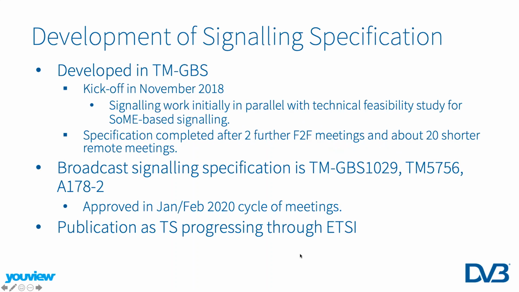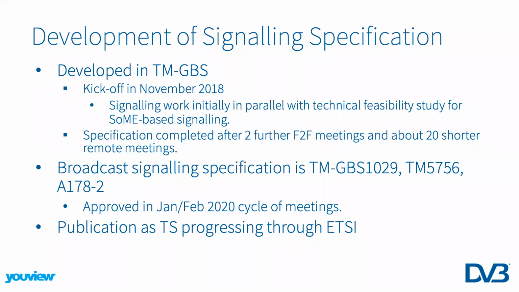So if we move to the next slide, this describes the development of the specification. The first set of commercial requirements were approved in mid-2018. The work kicked off later in the year in TM-GBS. Initially, we were also working on feasibility considerations of SOME-based signaling, but the work here in the specification is in-band signaling.